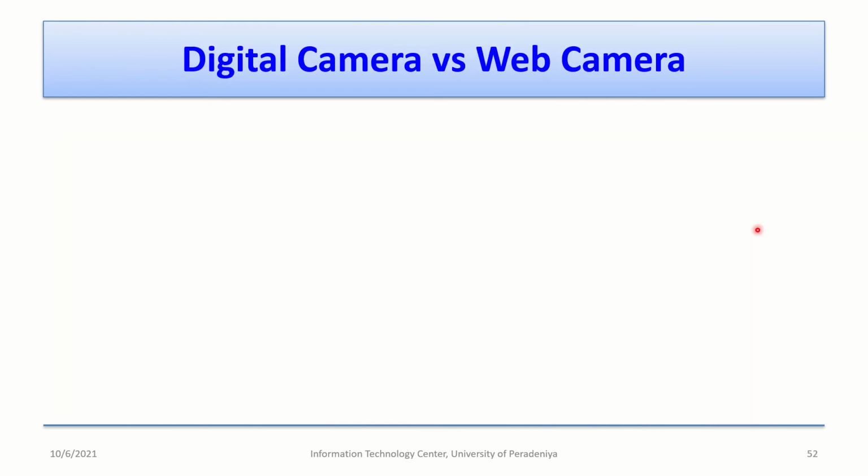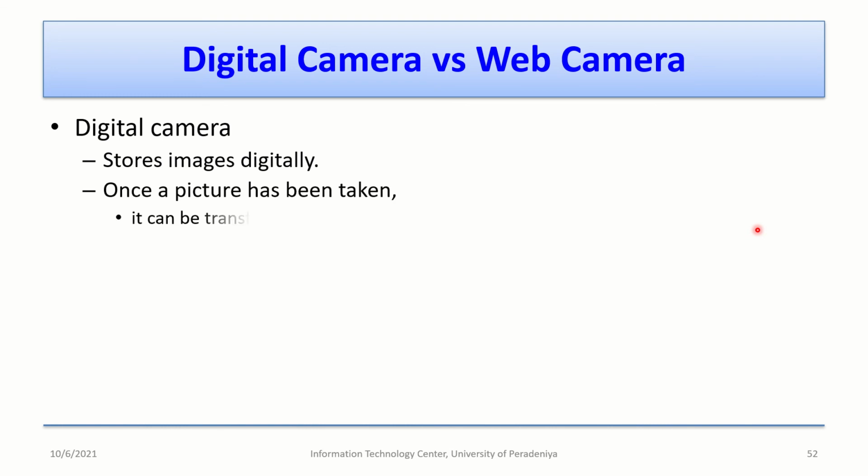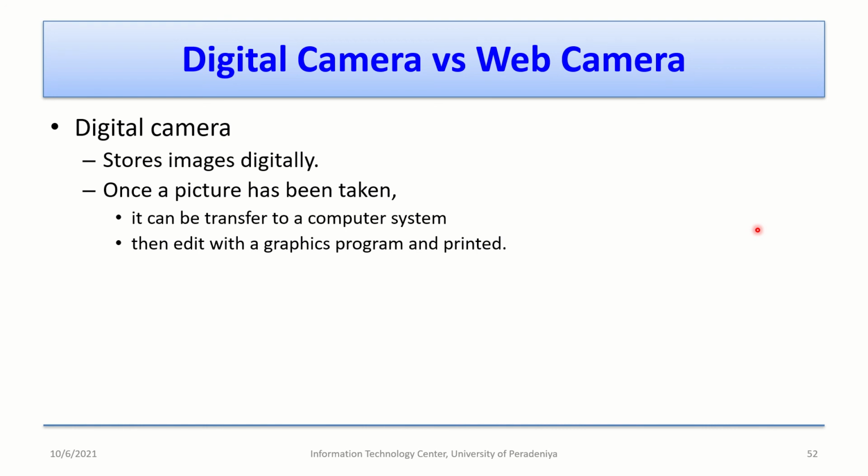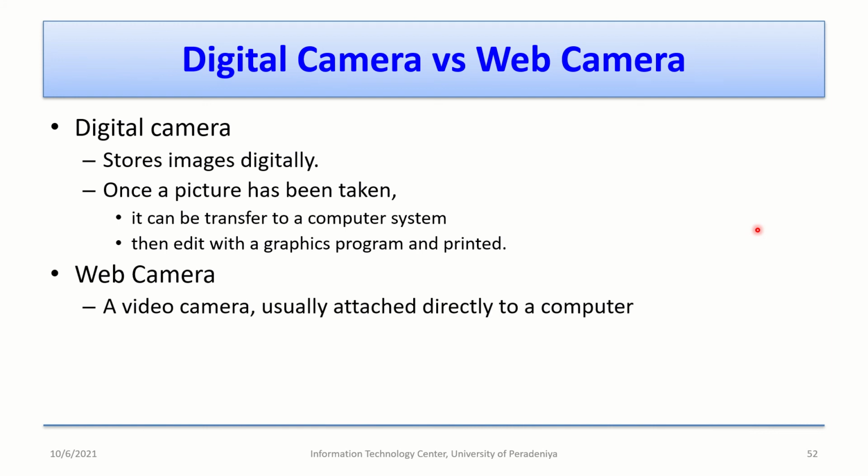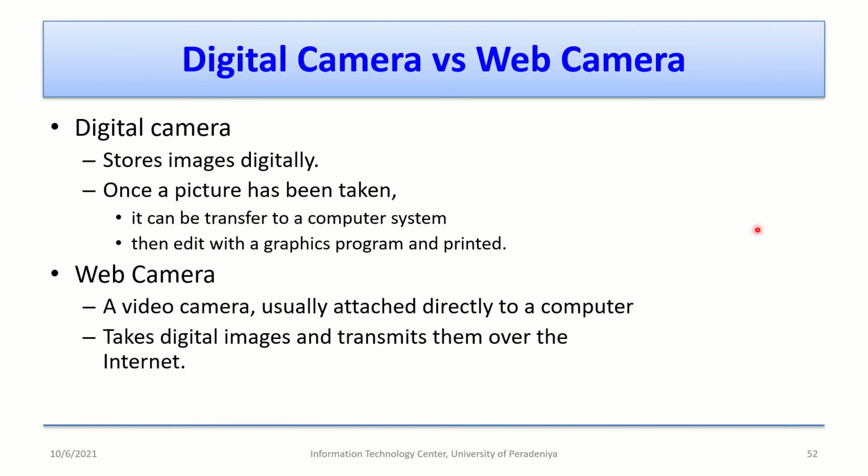The next one is a digital camera versus a webcam, or web camera. A digital camera stores images digitally, and once the picture has been taken, it can be transferred to the computer system, and then we can edit using graphic software and print it. A webcam is a video camera usually attached directly to the computer. It can also be used to capture digital images and transmit them over the internet.